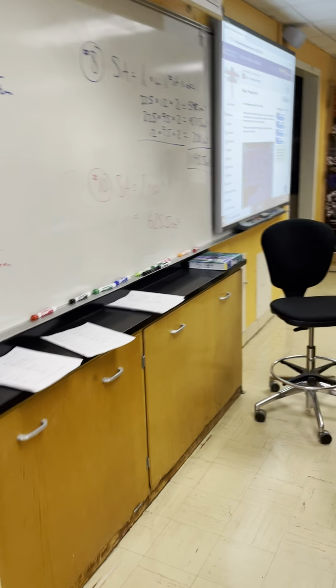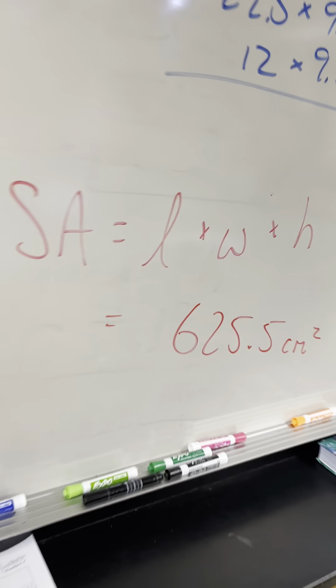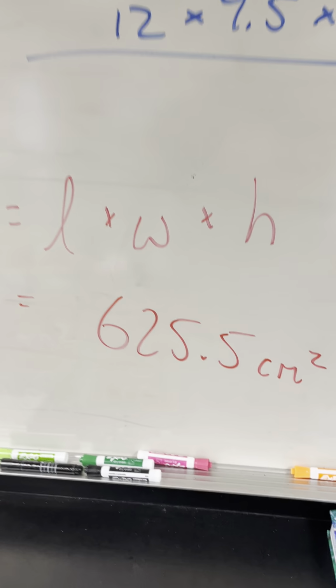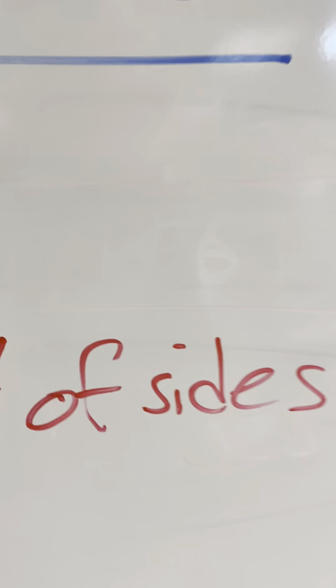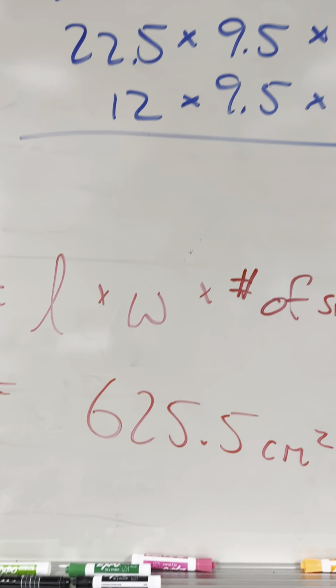And for number 10, the surface area of the DVD case, you can just go ahead and write this one in there. Oops, I wanted to say length times width times height. That should be length times width times the number of sides. There we go. Times the number of sides. Because there's 6 sides on the DVD case as well.